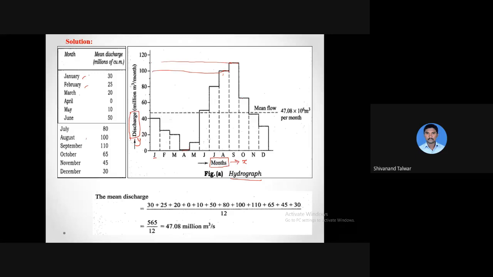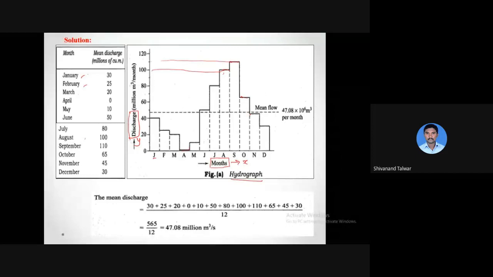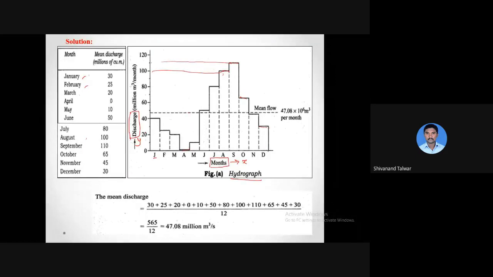Then October is 65, November is 45, and December is 30. So this diagram is discharge versus month. This is the hydrograph, like a bar graph. Whatever data is given, we are directly plotting it with respect to discharge and months.